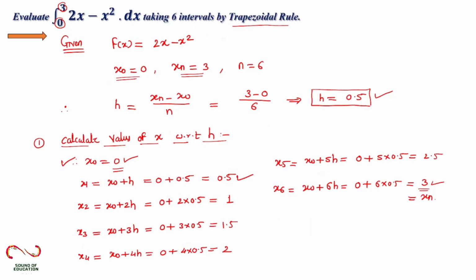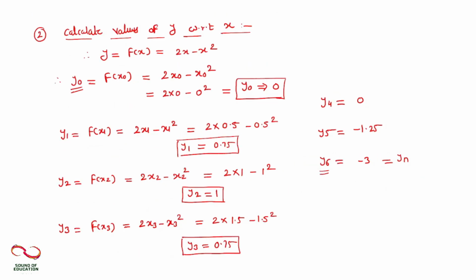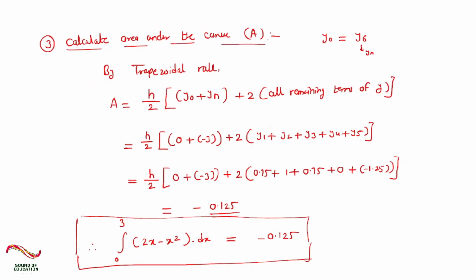You can see here, like the numerical is given, you have to calculate the value of h. After that calculate the value of x with respect to h. After calculating the value of x, you have to calculate the values of y. After calculating the values of y, you have to use this formula, that is A is equal to h by 2 into y0 plus yn plus 2 multiplied by all the remaining terms of y, right. So after calculation of this equation you will get the final answer, that is the area under the curve by using trapezoidal rule. I hope you have understood this method.